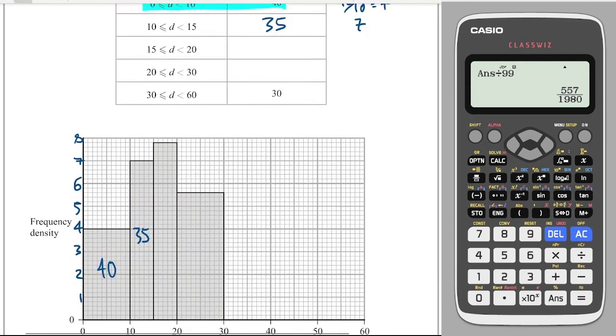What's the area of the next bar? Well, that looks to me like 7.8. And 7.8 times 5, I should know this, 7.8 times 5 is 39. So that's got an area of 39. And this one is 5.6. And 5.6 multiplied by 10 is 56.